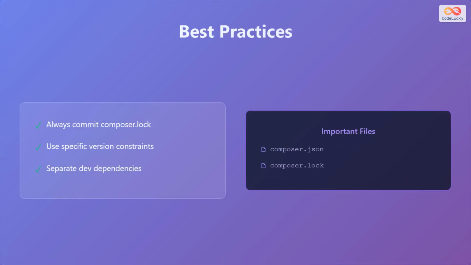Here are some best practices to keep in mind when using Composer. Always commit composer.lock to ensure consistent package versions across different environments. Use specific version constraints to avoid unexpected updates breaking your code. Separate development dependencies using the --dev flag. Also, make sure to manage your composer.json and composer.lock files carefully.